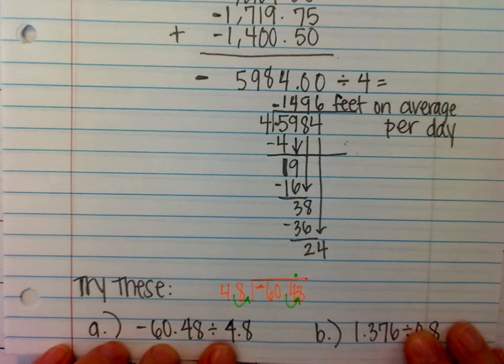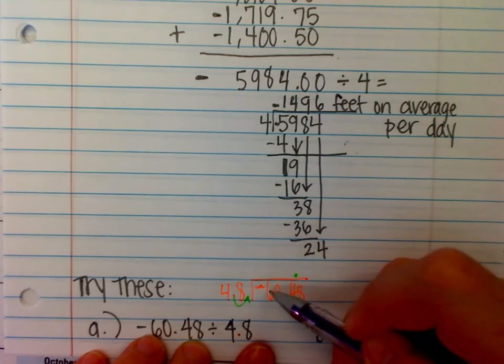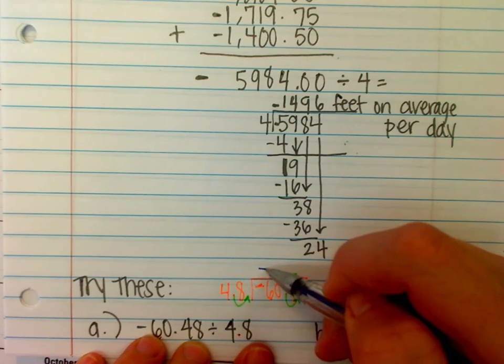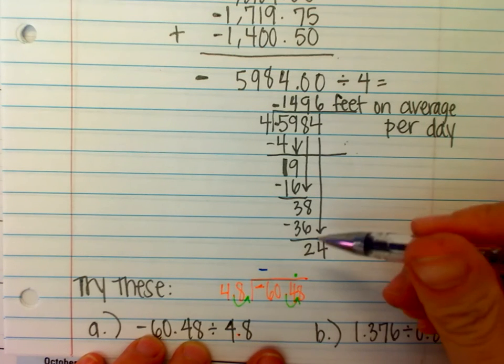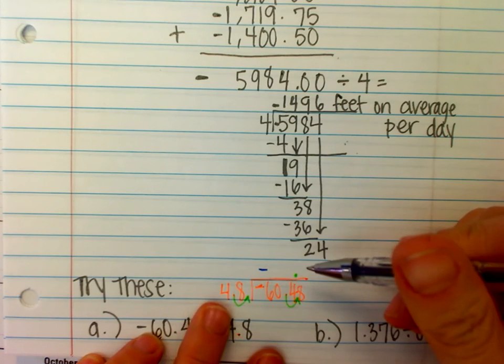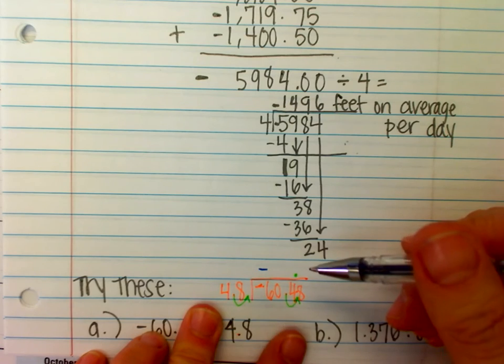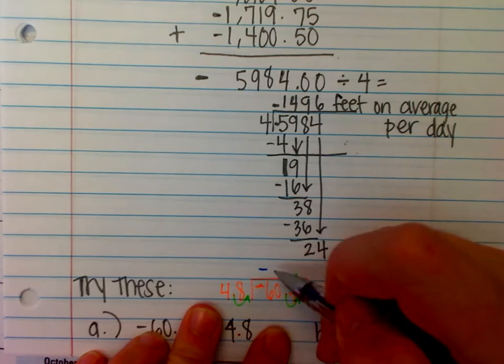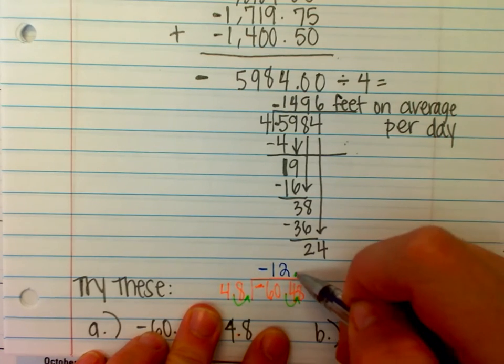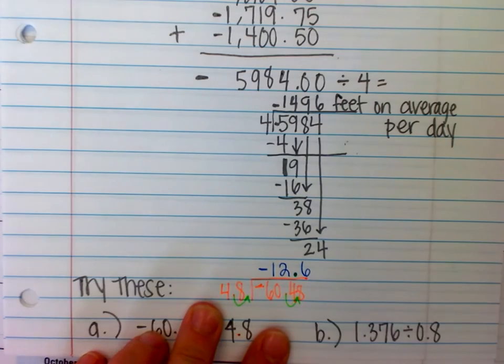Hopefully you've had enough time to do some division and you've got a quotient. Because one is negative, one is positive, the quotient will still be negative. 48 goes into 604.8 12.6 times.